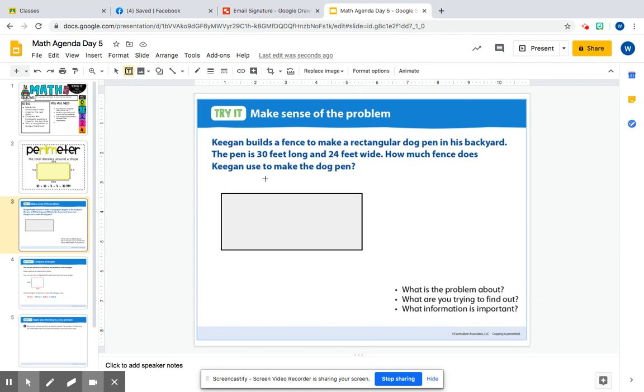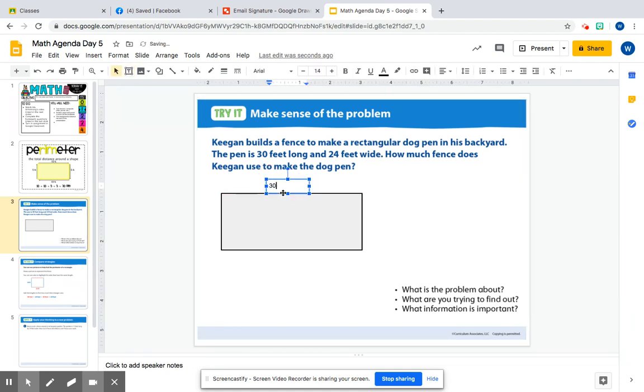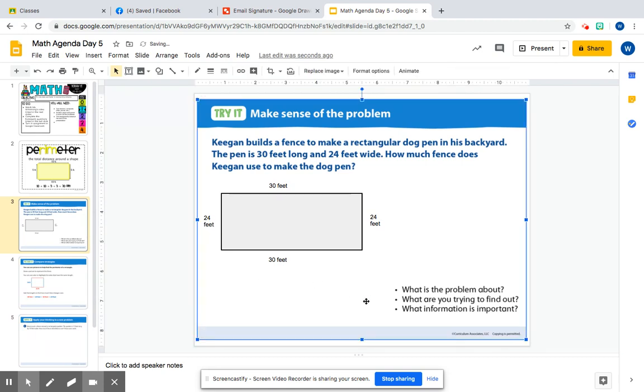So I'm going to go ahead and label my dimensions. It tells me that his pen is 30 feet long. So I label that side, and I'll also label this side. Okay, and then I need to do my width, which is 24 feet. And one more time, 24 feet. Okay, so there's my picture. So it didn't have one. I went ahead and drew one. That way I can visualize what I'm doing.